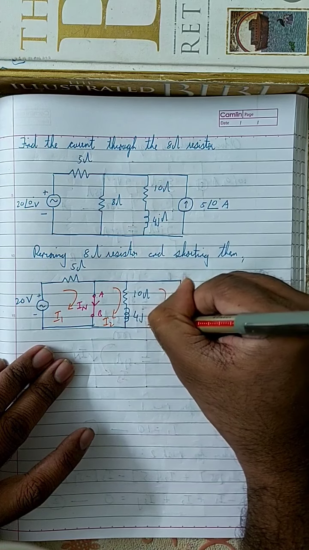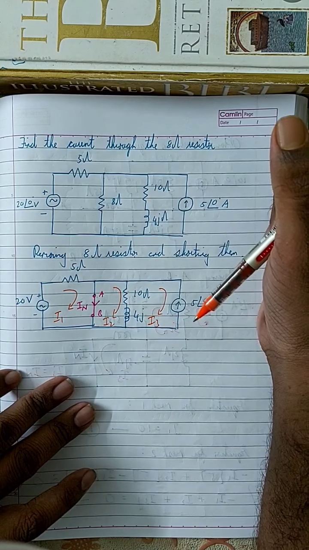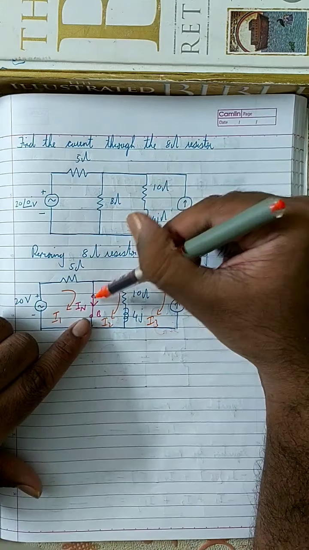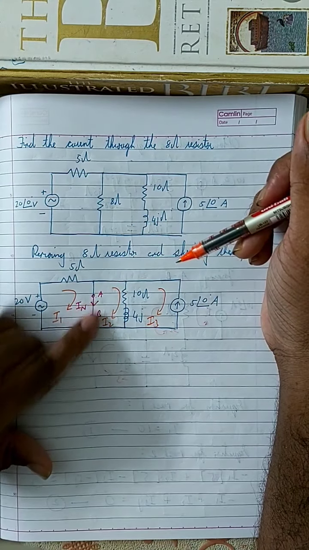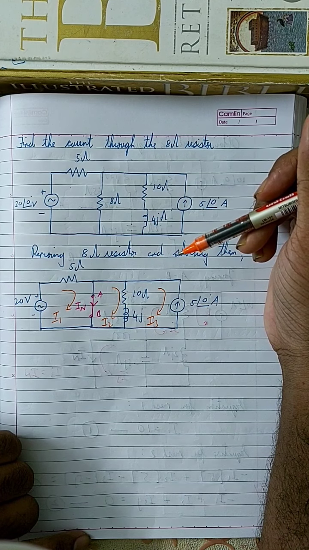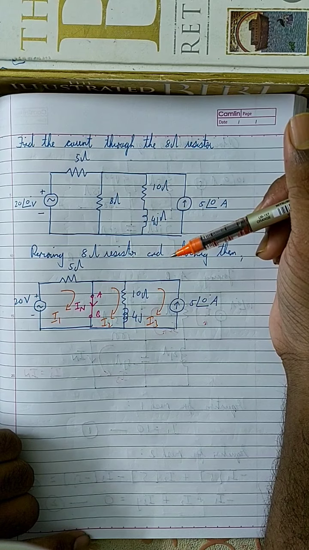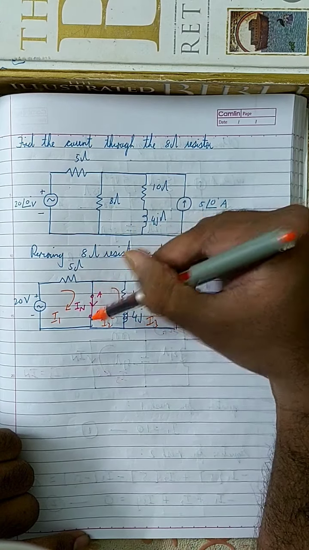So I need to find I1, I2, and I3. But the thing is, I only need to find the Norton's current. So what is Norton's current? Norton's current IN is the current through this branch. And according to your mesh currents, what is the current through this branch?